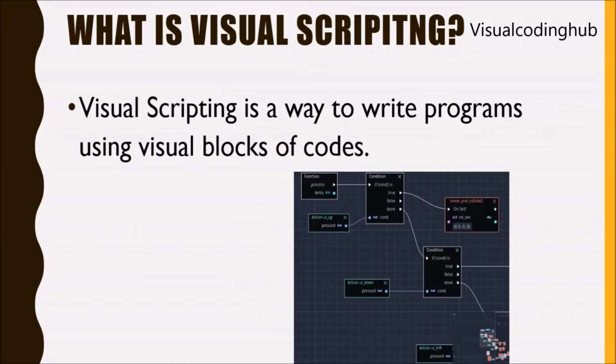What is visual scripting? Visual scripting is a way to write programs using visual blocks of code, and Godot Engine actually has that feature, so you can create your games using something like this. If you're writing real code like C programming, you can write basic code using this particular feature, and it makes it very easy for you to work.